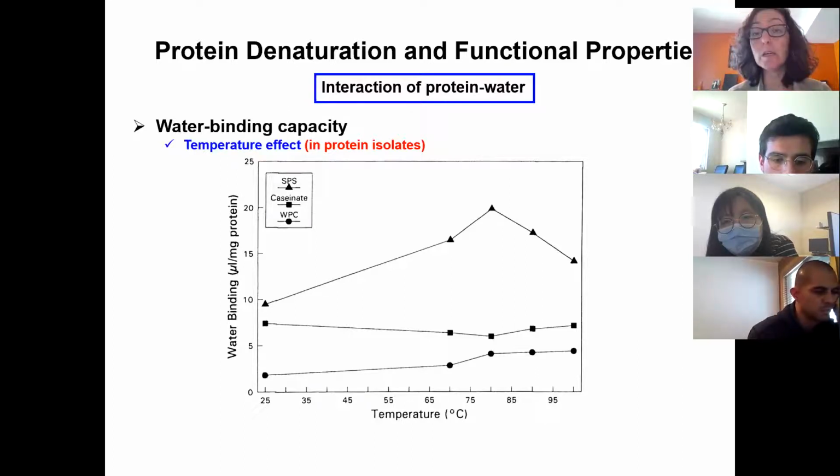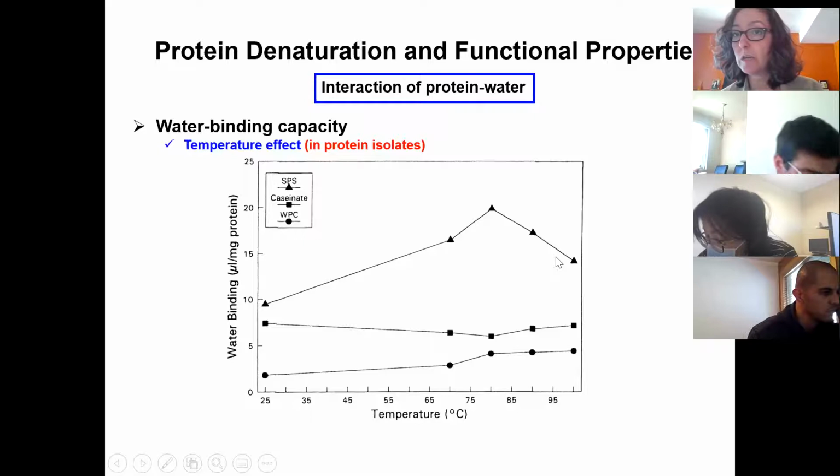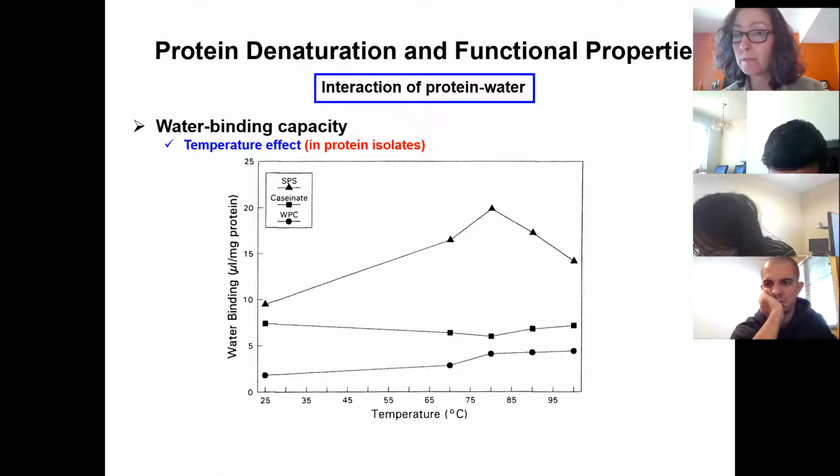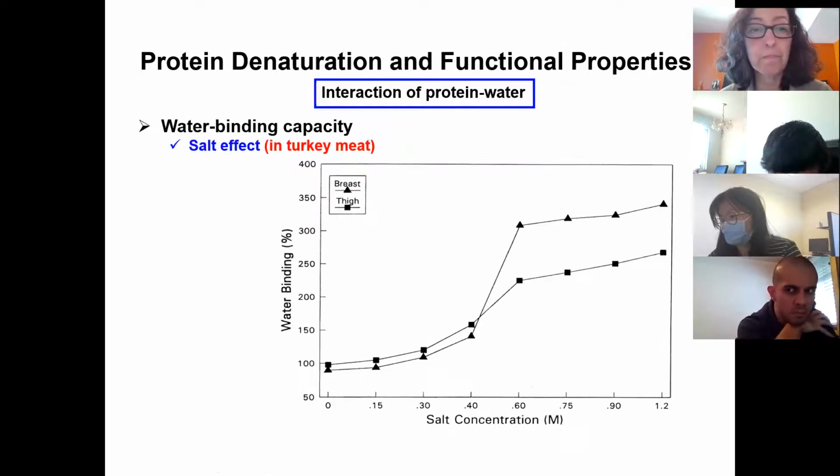And then you see a decrease, and you might wonder, why do I see a decrease? Because beyond a certain point of denaturation, this particular protein starts to aggregate. So you start seeing protein-protein interactions more than protein-water interactions, and we start seeing a decline. So different proteins behave differently based on how they change in structure with temperature.